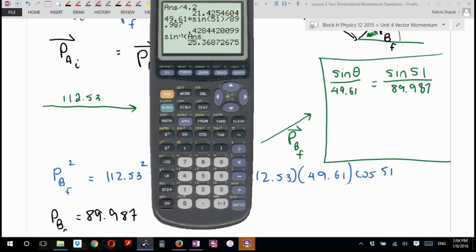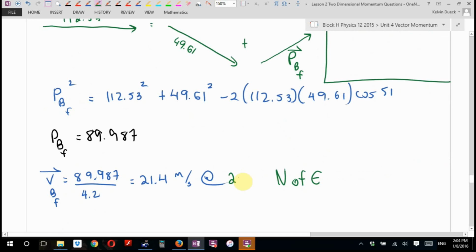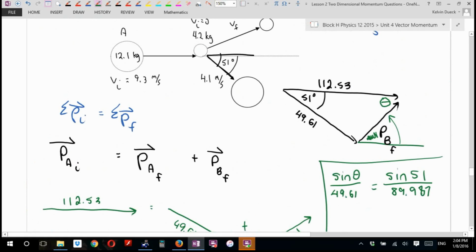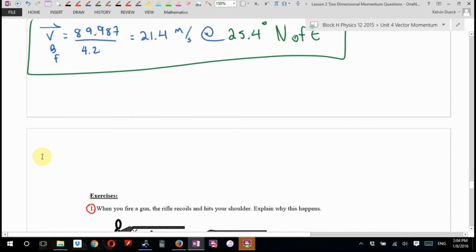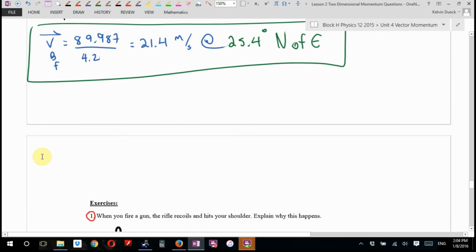Although that's an angle inside the triangle, because of the Z rule that's also the same size as the mystery angle that I want, 25.4 degrees. North of east, even though the angle that I found was south of west, it's the same size as the north of east. That's two-dimensional collisions, my friends.